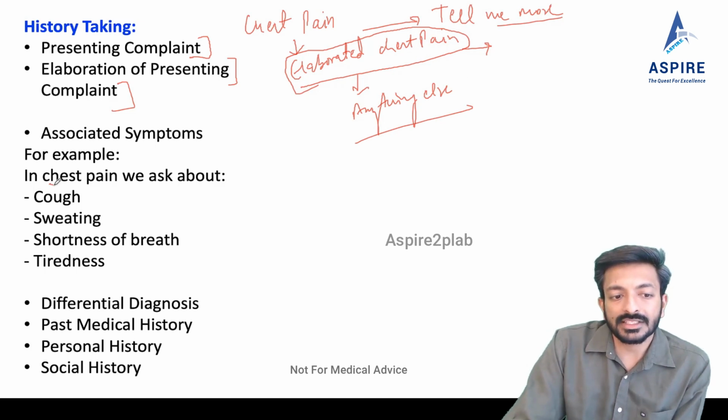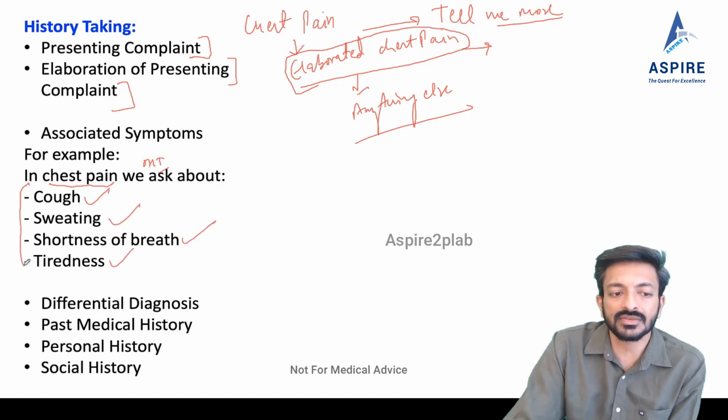For example, in chest pain, if you're thinking about MI, we ask about cough, we ask about sweating, shortness of breath, tiredness. All these things we have in our mind, and we need to ask our patient to confirm our diagnosis, whether it is ACS, angina, or MI, right?